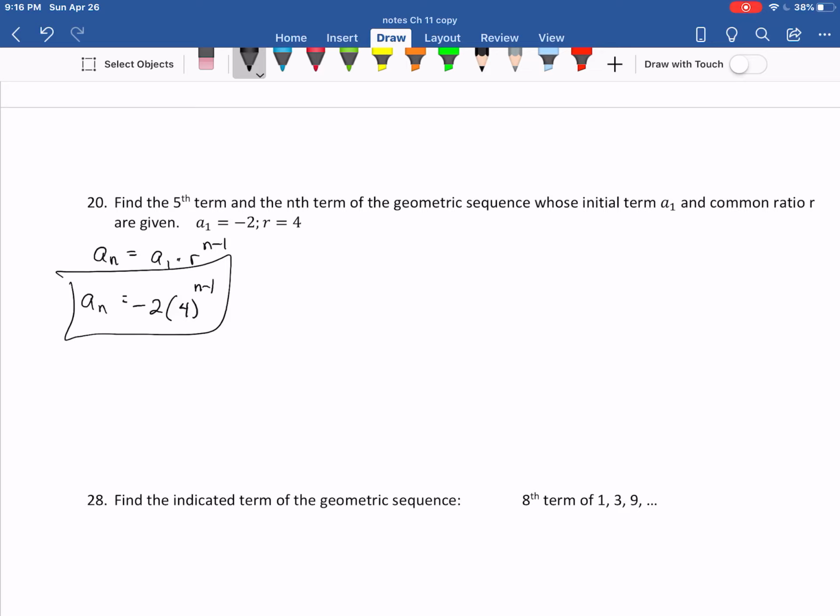The next thing you're told to do in the instructions is find the fifth term. All right, find the fifth term. That means A5. The fifth term is negative 2 times 4 to the 5 minus 1, and that's negative 2 times 4 to the fourth, which is negative 2 times 256, which is negative 512. So that would be the fifth term.